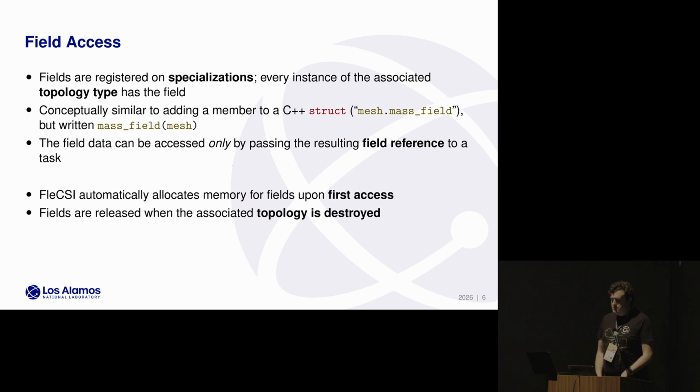And what that produces is a value called a field reference. And the only way that data is ever accessed in FleCSI is by passing that field reference to a task. So when these things are first used, FleCSI allocates memory for you, and it releases it when the associated topology is gone, since then it's impossible to make these anymore.